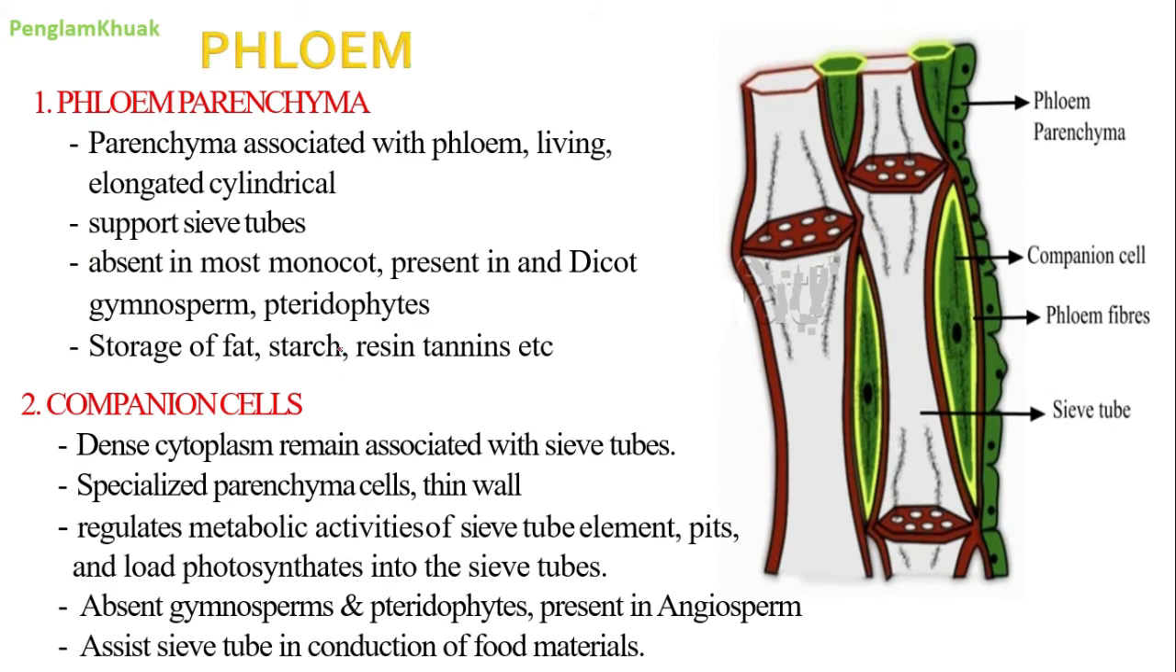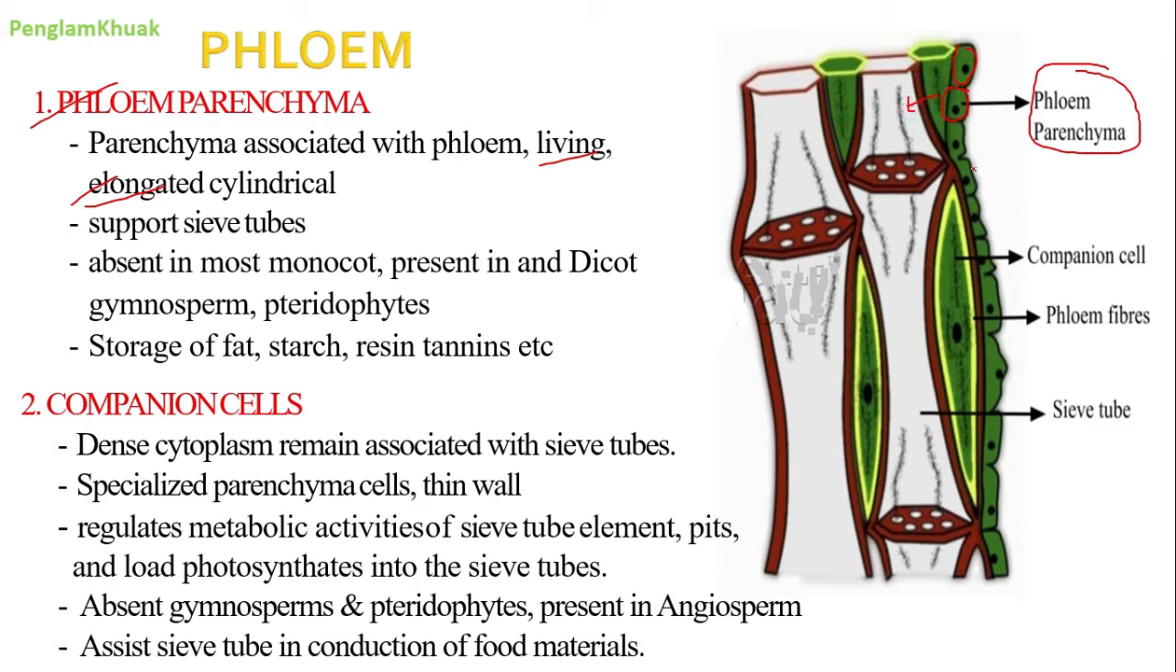Let's discuss in detail the elements of phloem. Number one is phloem parenchyma. This portion is a phloem parenchyma. Those parenchyma cells associated with the phloem are called phloem parenchyma, and since they are parenchyma, they will be alive. They are elongated, cylindrical, and they support the sieve tube. This white one is the sieve tube.